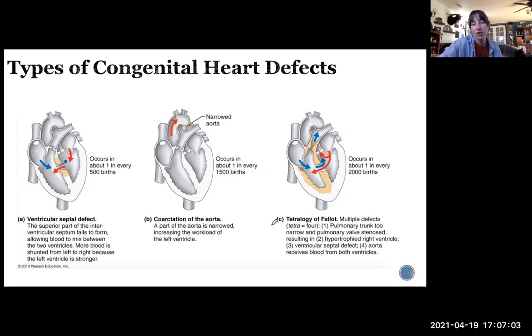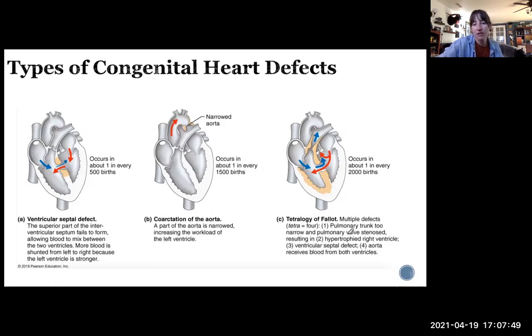And the third is tetralogy of Fallot. So you've got a tetralogy of defects, tetra as in four. So you've got the first defect, which is that the pulmonary trunk is narrowed. So you basically have like a coarctation of the pulmonary trunk here. The pulmonary valve may be stuck closed. Hypertrophied right ventricle. So the right ventricle now is having to work too hard to push blood up into the pulmonary trunk, into the lungs. Therefore, the wall of the right ventricle starts to get really, really thick, which of course it should not be, right? So you're going to be impacting the capacity of the right ventricle here.